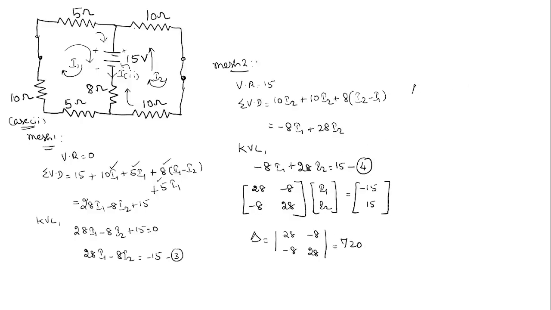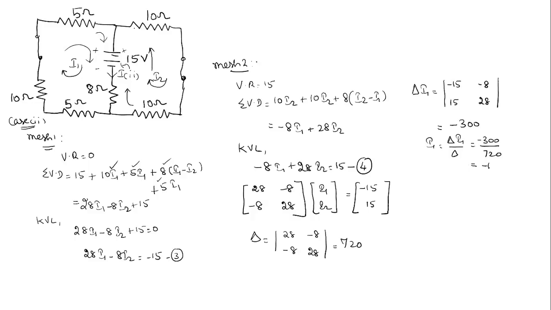Now we have to find out I1 and I2. For that, we first find delta I1. For delta I1, the first column is replaced with the right hand side matrix, and the second column will remain the same. So minus 15, minus 8, 15, 28. On finding this value, it will be around minus 300. Now I1 will be equal to delta I1 by delta, so minus 300 divided by 720.